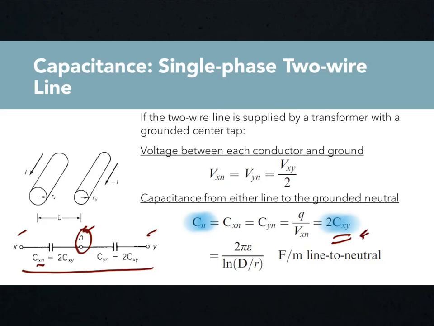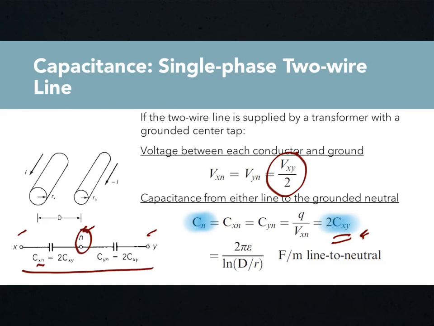So, don't be surprised that the capacitance to neutral will be twice the total or the line to line capacitance. Hindi siya over 2. Okay? Well, because of this also, Vxy over 2, yun yung voltage over 2, yun yung half. Okay?